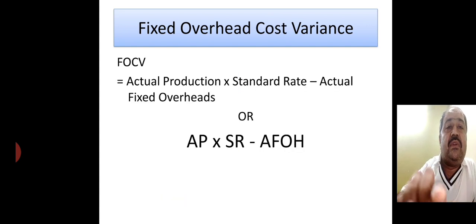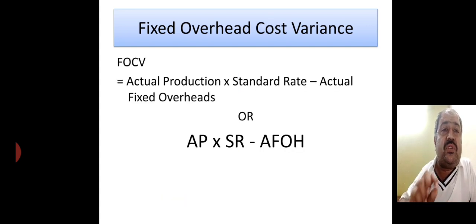So let's see. First variance is fixed overhead cost variance. This is the main variance, and all the other variances come out from this main variance; this is the total of all the variances. For fixed overhead cost variance, there are two alternative formulas: actual production into standard rate minus actual fixed overhead. AFOH is a short form of actual fixed overhead.